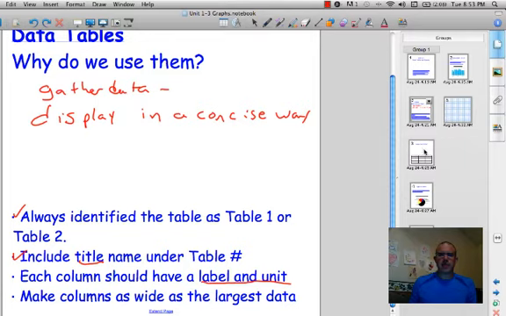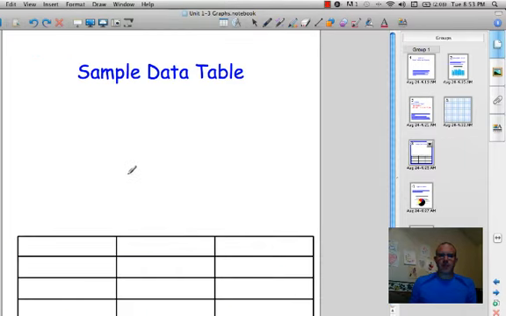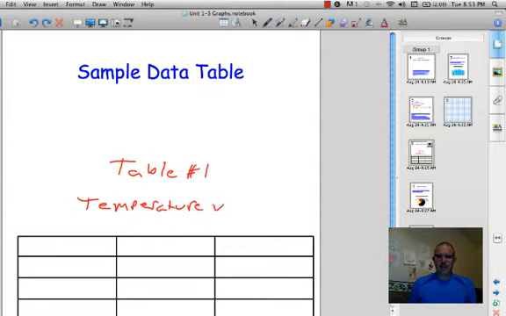So what should a data table look like? Well, first, as we've just said, we should label that data table, and we should call it table number 1 in this particular case. Then we need to give it a title. So underneath table number 1, we would write, in this particular case, let's pretend we're doing temperature versus time.